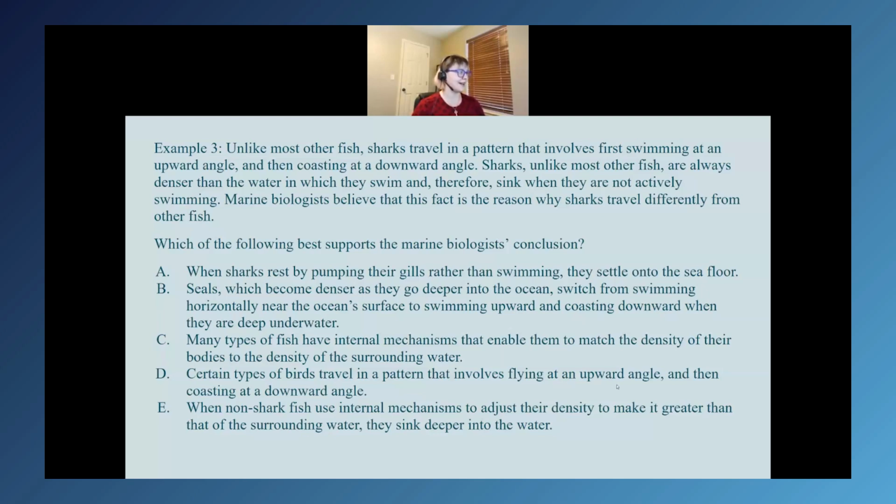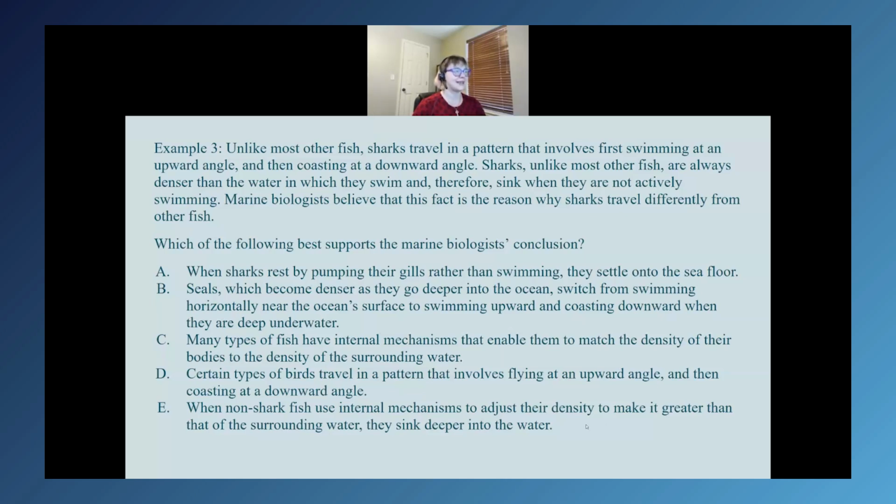It just says they also fly this way, which is just not the whole equation. So this bird comparison is an invalid comparison. And E, when non-shark fish use internal mechanisms to adjust their density to make it greater than that of the surrounding water, they sink deeper into the water. I feel like this is supposed to tempt you a little bit, but that's just how density works. If you are more dense than the liquid in which you are submerged, you will sink in the liquid.